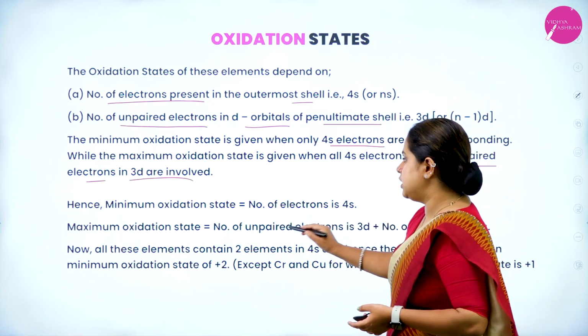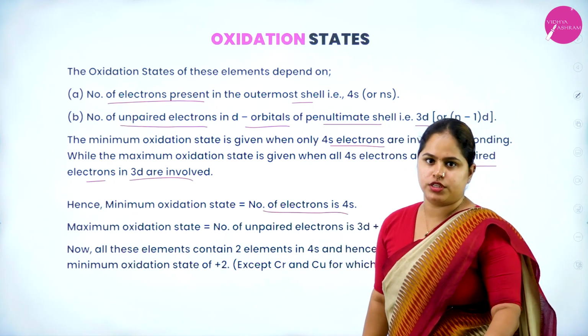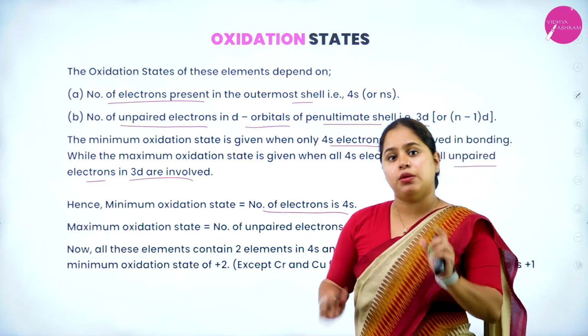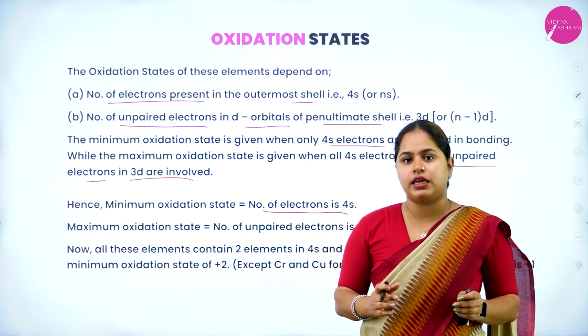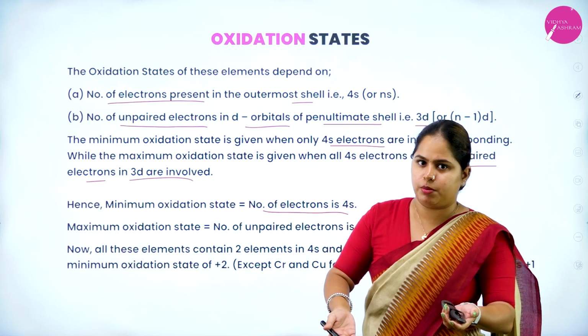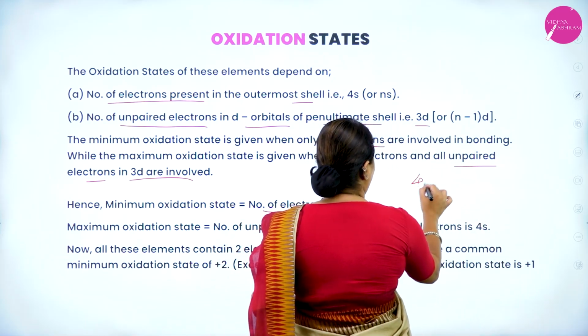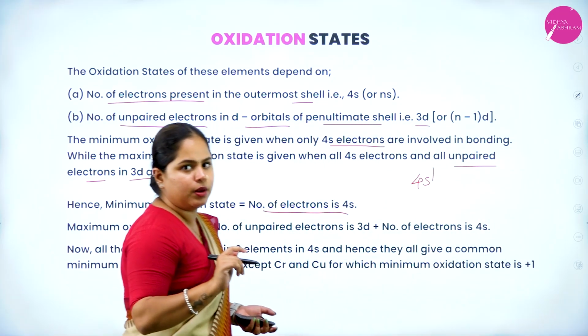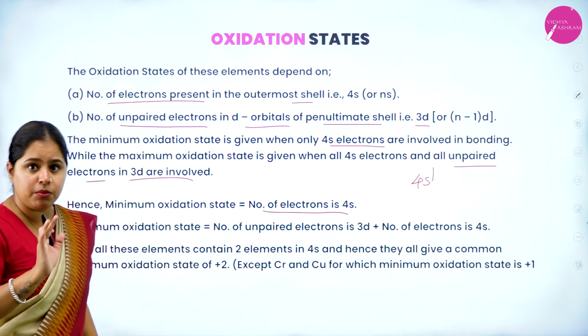Hence, minimum oxidation state will be the number of electrons in 4s. Any element, the minimum oxidation state that it can have will be the number of 4s electrons present, right? If it is 4s1, you can say 1 will be the oxidation state, that is the minimum one.